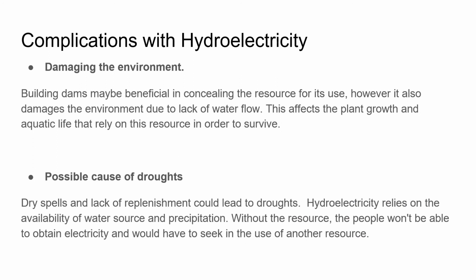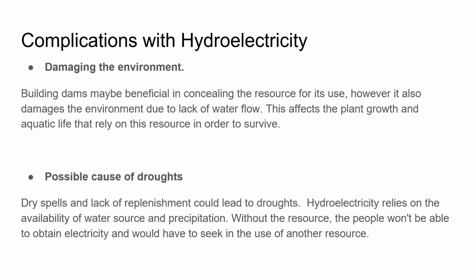Complications with Hydroelectricity by Jaclyn. Hydroelectricity may have its benefits, but there are also complications with the use of it. One example would be damaging of the environment. By building dams, it may be beneficial to conceal the resource to produce electricity. However, it also damages the environment due to the lack of water flow. This affects the plant growth and aquatic life that rely on this resource in order to survive.